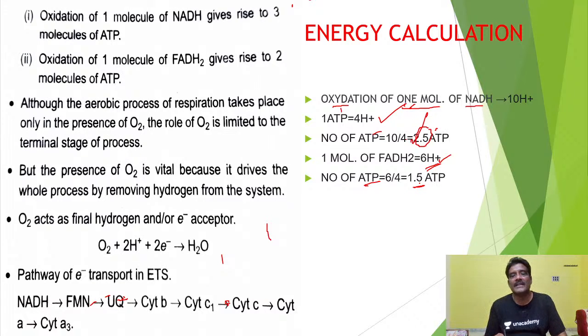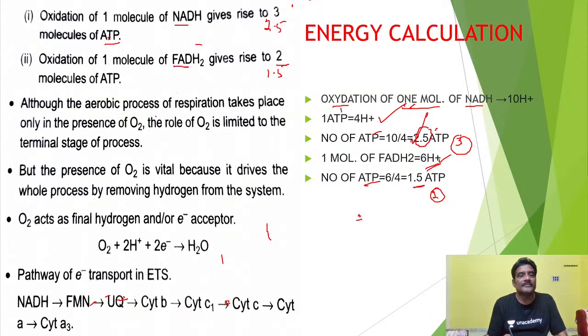According to the old model, 36 ATP is given in your textbooks also. According to the old method, 3 ATP are given, but actually it is 2.5. For FADH2, 2 ATP are given, but the number of ATP molecules is only 1.5 according to these calculations. You see, oxidation of one molecule of NADH gives 3 molecules of ATP; this is the old method. Oxidation of one molecule of FADH2 gives 2 ATP; actually it is 1.5. This is the new method. So recently it has been observed.